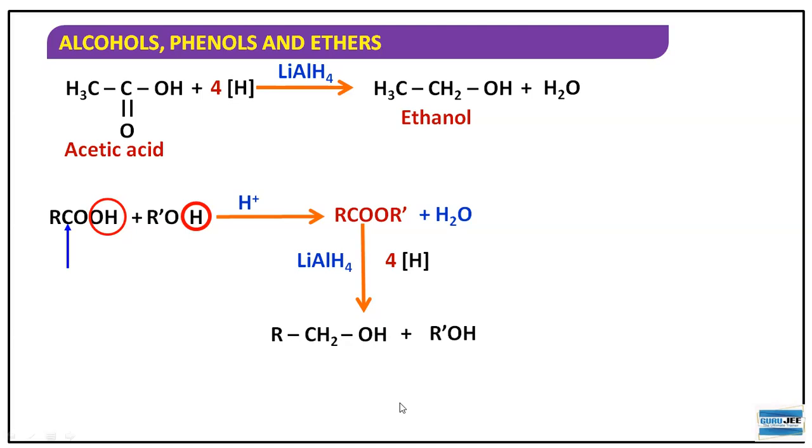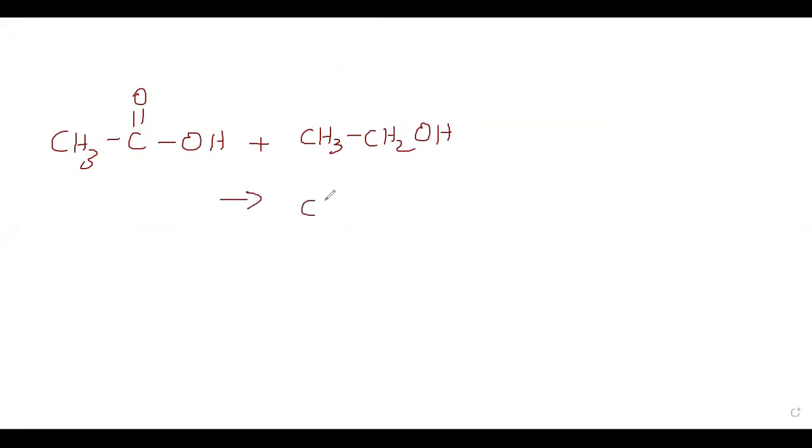The same number of carbon atoms should be there. That's it. So the point is what? If you are having CH3, C double bond O, OH, and you are having R dash OH, what should this R dash OH be? CH3, CH2, OH should be taken. Now what happens? You will have CH3, C double bond O, CH2, CH3.